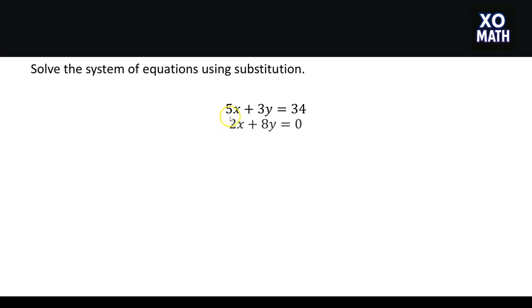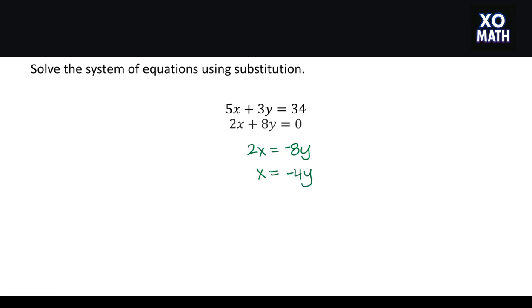In our last example, we have 5x plus 3y equals 34, and 2x plus 8y equals 0. None of the variable terms have a coefficient of 1 or negative 1, but the bottom equation is equal to 0, so it's not going to be too difficult to solve for the x variable here. We'll start by subtracting 8y from both sides to get 2x is equal to negative 8y. Dividing both sides by 2, we have x is equal to negative 4y.